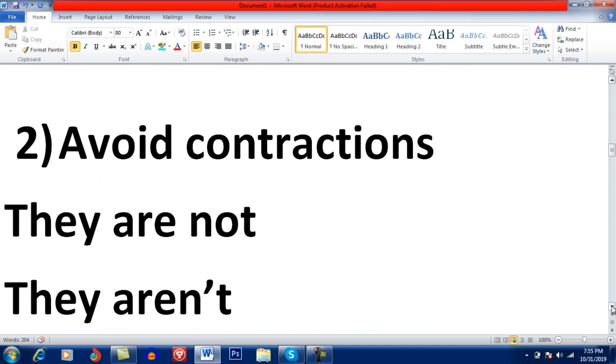Avoid contractions. What are contractions? Contractions are a short form of a full form. Whenever you are writing Task 2 or Task 1, keep in mind you will have to write formal English, not informal. Contractions are informal. If you use them, you'll lose marks. For example, "they are not" becomes "they aren't". If you write like this, you'll lose marks.